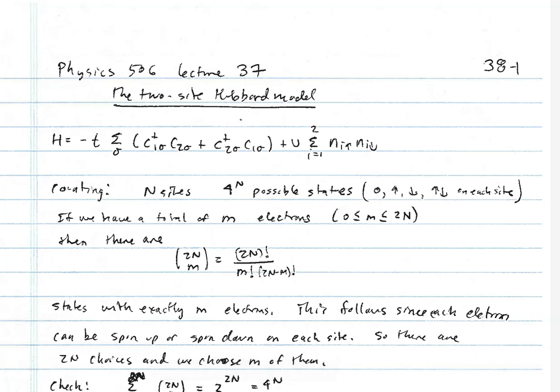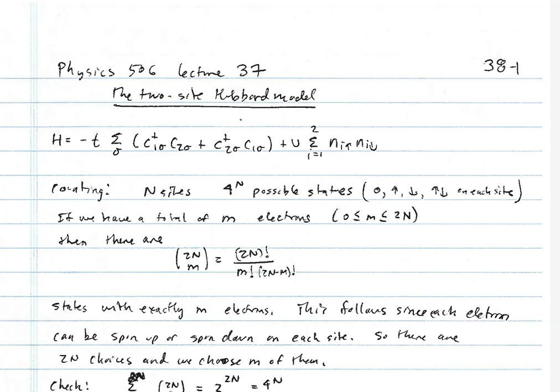Welcome to lecture 38. The title of this lecture is the two-site Hubbard model. We're going to go through and analytically determine all of the energy levels of the Hubbard model on a two-site lattice where we have between 0 and 4 electrons in our system.